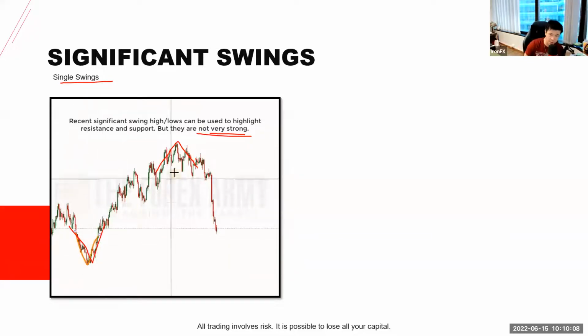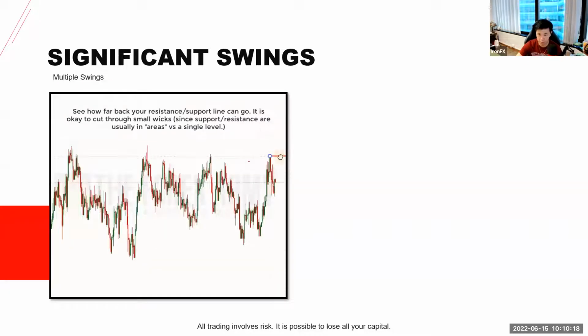Yeah, that's significant. If it's just a single swing high or a single swing low, it is not going to be very strong. What you want to look out for, rather, is multiple swings, right? 1 swing, 2 swings, 3 swings, 4 swings. Man, that's a very nice level, right? 4 of them lining up together. And what I like to do is highlight it, and it becomes an area for you to look at. Can you see that?